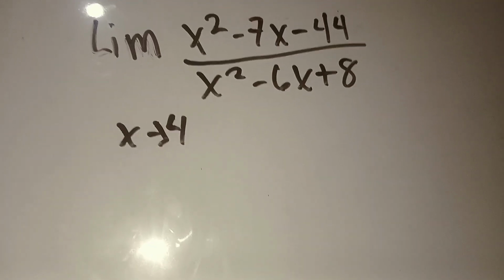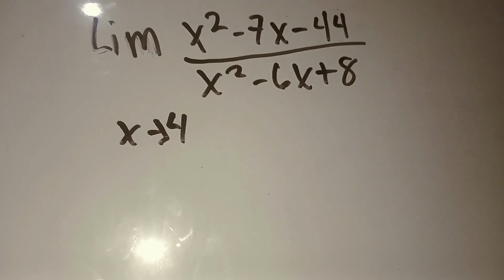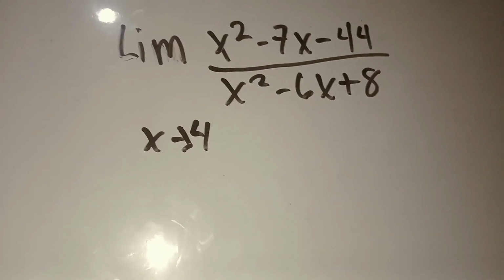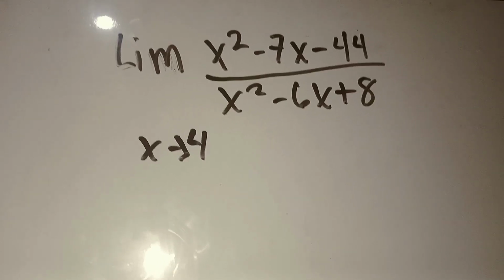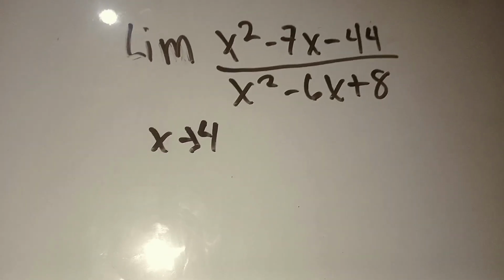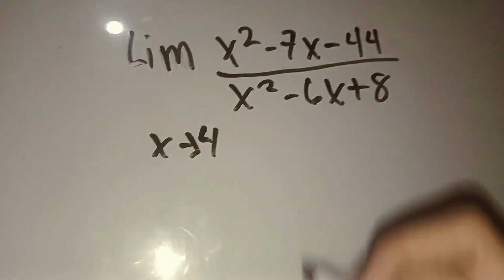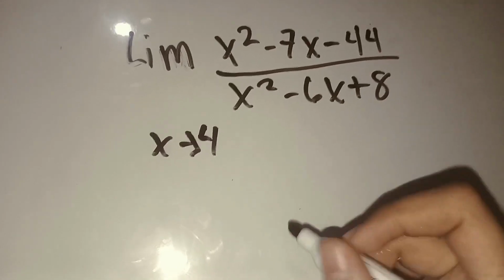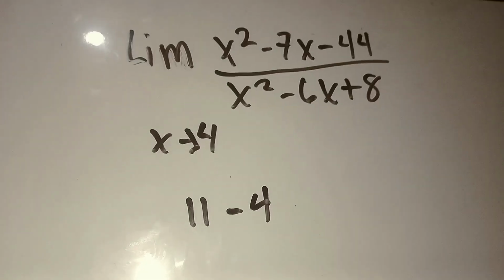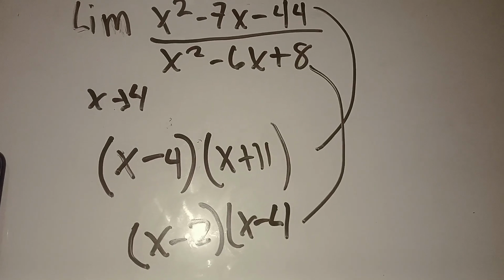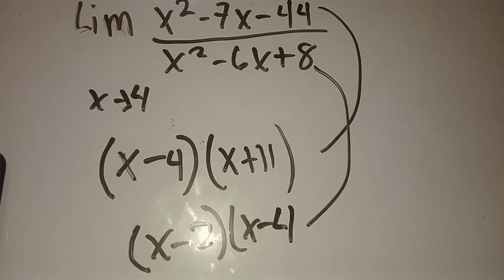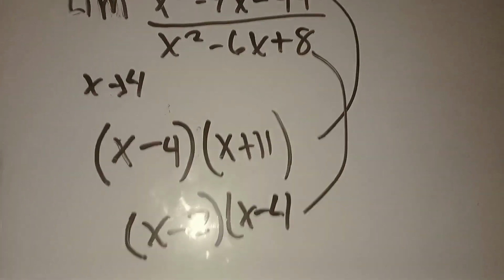So first, we will start by factoring both the numerator and the denominator. Here we will look for two numbers that multiply to negative 44 and add to negative 7. So, ano nga ba yung mga number na yan? Those numbers are 11 and negative 4, right? After we write the factored form, now we substitute the factored forms into the original limit.